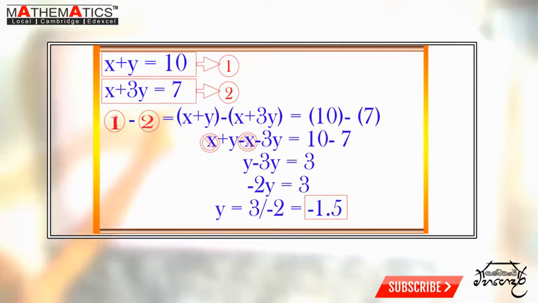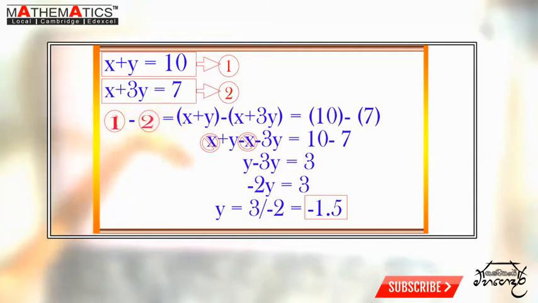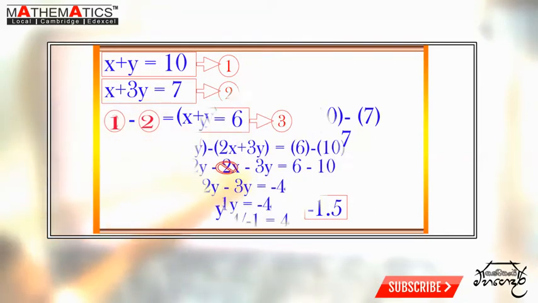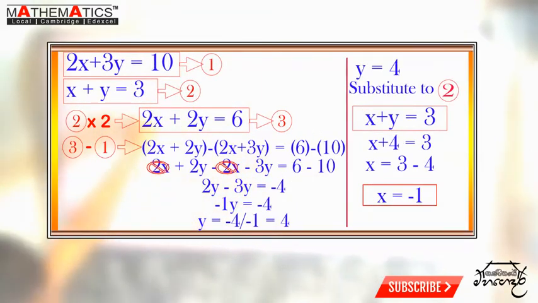Minus 2, equation 3 divided by minus 2 is equal to minus 1.5. Next one: 2x plus 3y is equal to 10, the first formula. x plus y is equal to 3, the second formula. If you compare the first formula and second formula, you should cut either the y or the x, any variable, from the x value or y value.